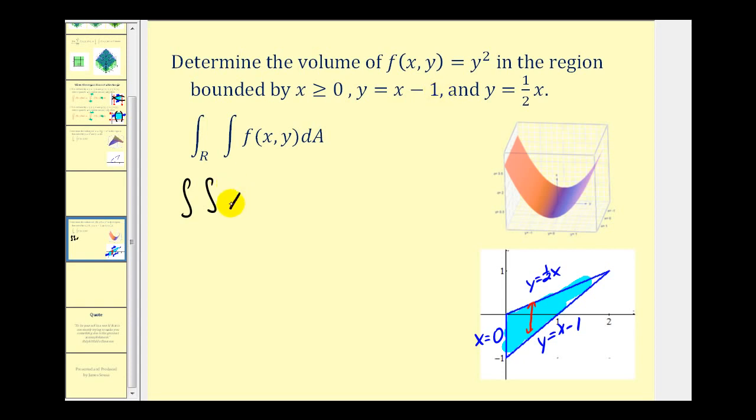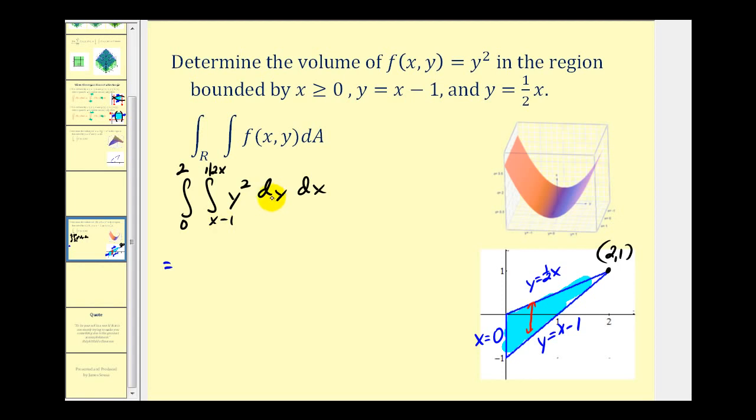Our function is y squared. Because it's bounded above and below by two functions, we'll integrate with respect to y first, and then with respect to x. So limits of integration with respect to y are going to be x minus 1 to 1/2 x. Remember, if we integrate with respect to y, these limits of integration must be in terms of x. And then for x, the limits of integration will be from 0 all the way out to this point of intersection here. This point is (2, 1). So x will be from 0 to 2.